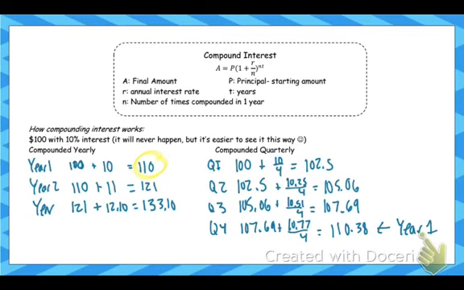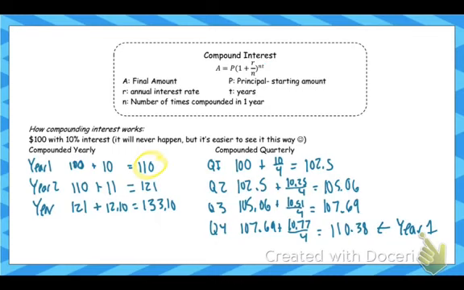T is the time, and it has to be in years. Because it's a yearly interest rate, we do need to keep our time in years. So if you want to find the amount of money after 18 months, you need to use 1.5 years. And then N is the number of times that money is compounded in 1 year. So if you're compounding it for 5 years, you don't need to worry about multiplying it by 5. That 5 is accounted for by that T value right there.